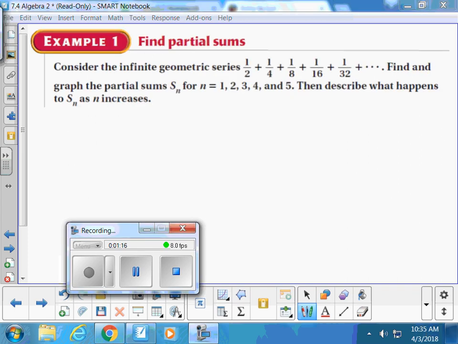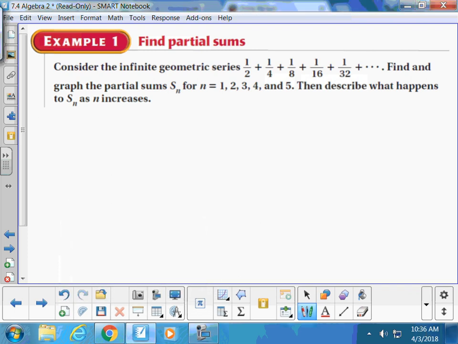Alright, so we're going to try this one. It says, consider the infinite geometric series 1/2 plus 1/4 plus 1/8 plus 1/16 plus 1/32. See, the numbers are starting to get smaller and smaller and smaller. This is one where we actually would be able to find the infinite sum.